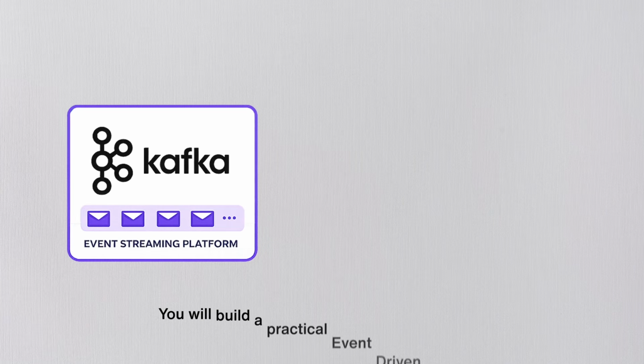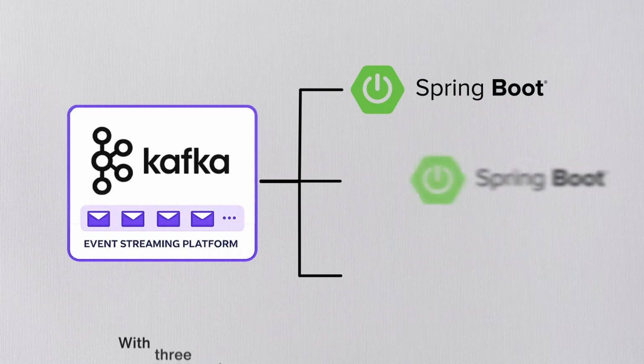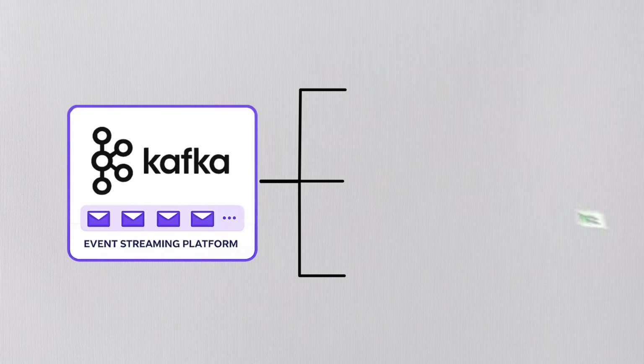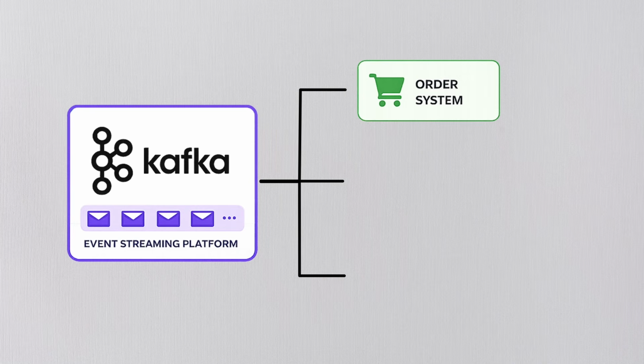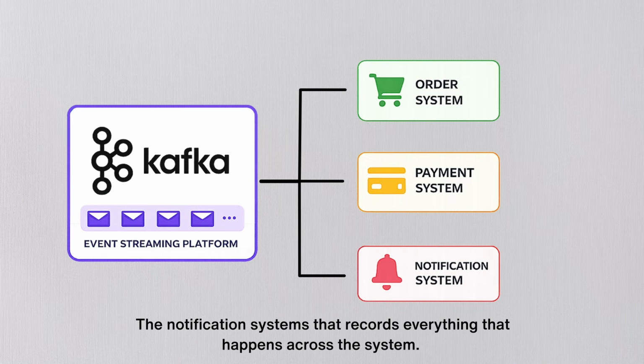Most Kafka tutorials stop at sending a message. This project goes further. You will build a practical event-driven backend system using Kafka, where 3 Spring Boot projects communicate with each other in a synchronized way: an order service that creates an order, a payment system that reacts to the order events, and the notification system that records everything that happens across the system.